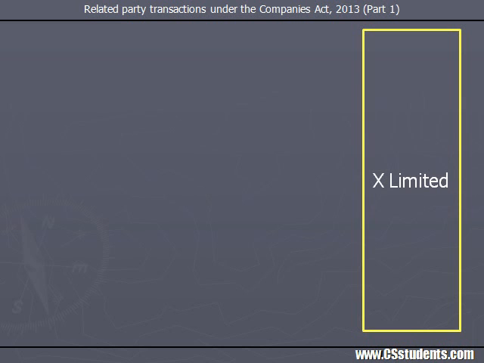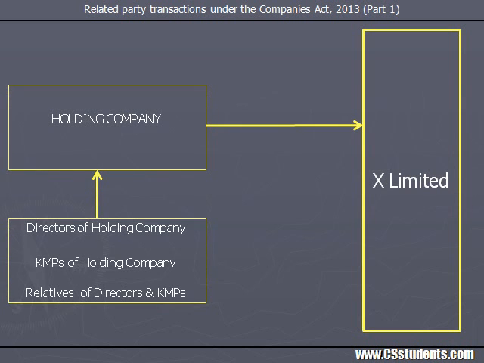shall be deemed to be a related party. So in the example, now, we are talking about the directors and KMPs of the holding company of X Limited. So with the extended definition given in the rules, directors and KMPs of the holding company and their relatives would also become the related party of X Limited.